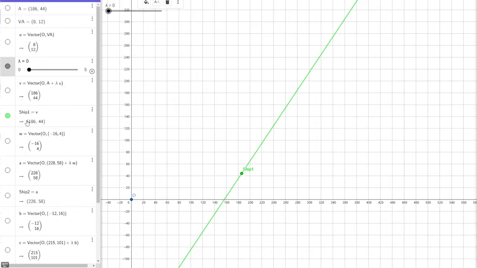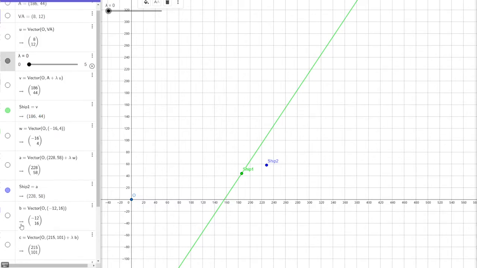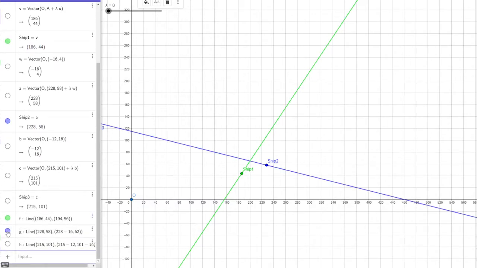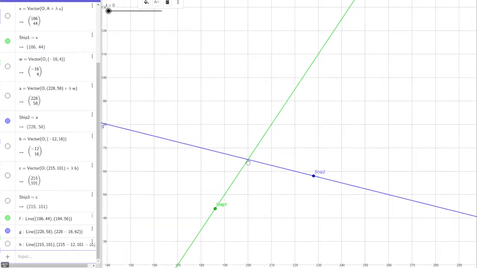And what we want to know is, does it collide with ship 2? Now, ship 2 is traveling along this line. As you can see, the two lines intersect. And that was the first thing I was talking about before. The lines might intersect, but the question is, do ship 1 and ship 2 cross this point at the exact same time? Because if they don't cross at the same time, they're not going to collide.